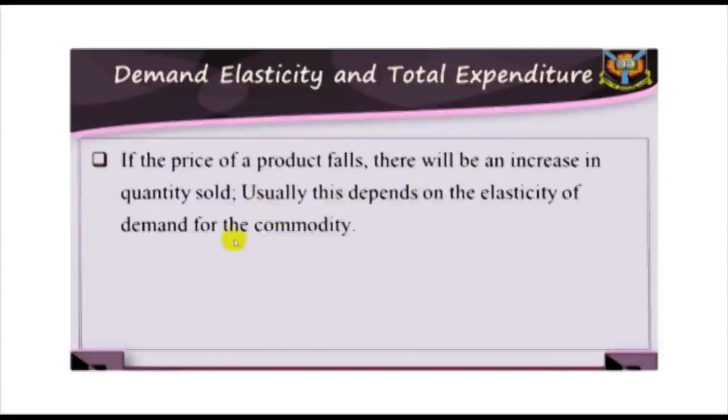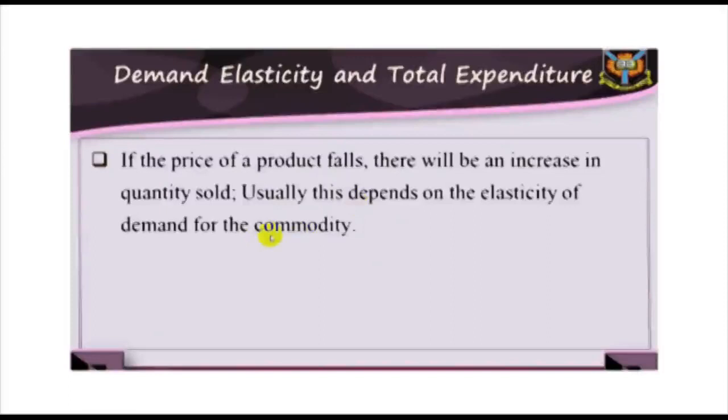If the price of a product falls, there will be an increase in quantity sold. What happens to total revenue depends on the amount by which sales rise in response to a given price cut. Usually this depends on the elasticity of demand for the product.